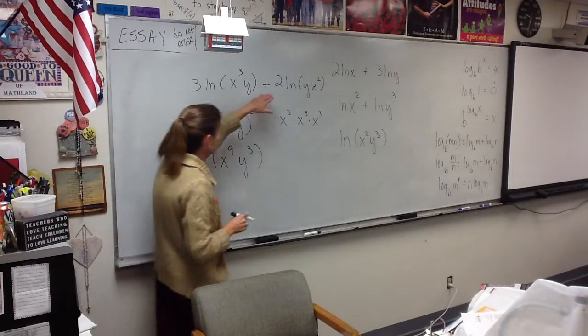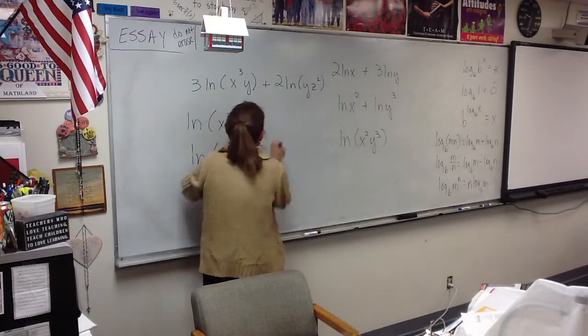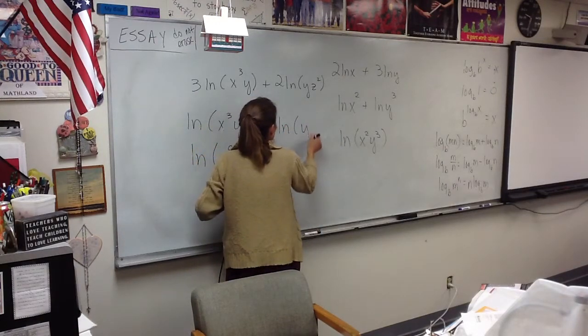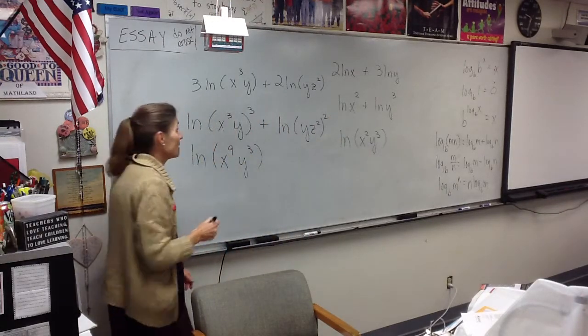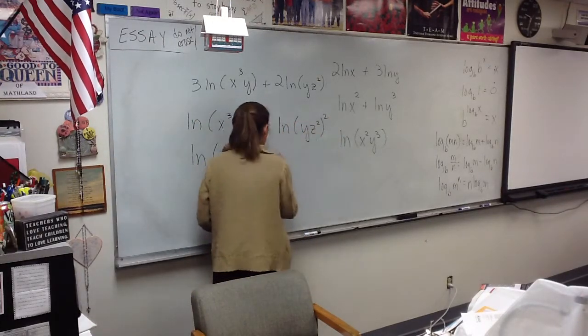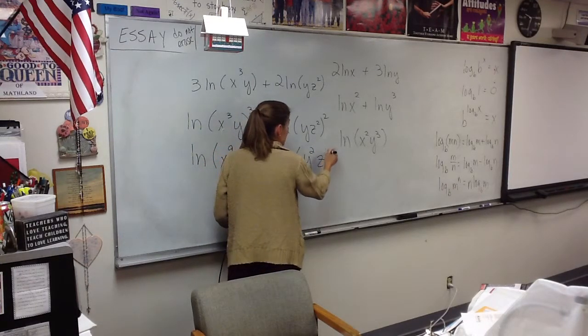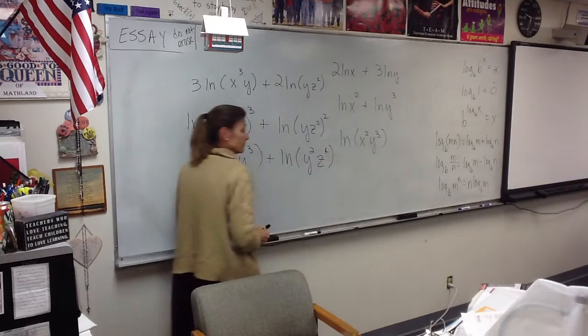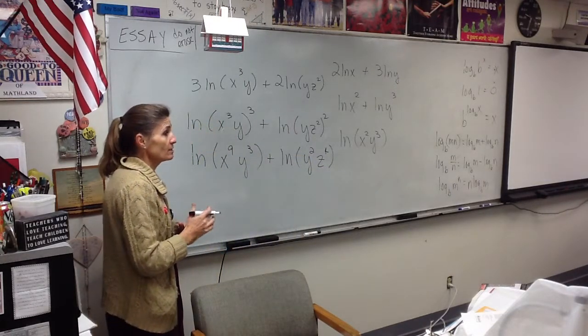Now, how about this one? We're going to do the same thing. It's going to become ln yz squared? Yes. And then that squared is going to apply to both of these, so we're going to have ln y squared z to the fourth. Now you're not done. It's a great first step. What still needs to be done?